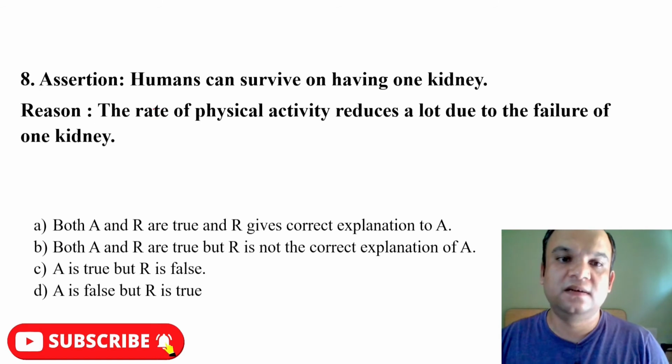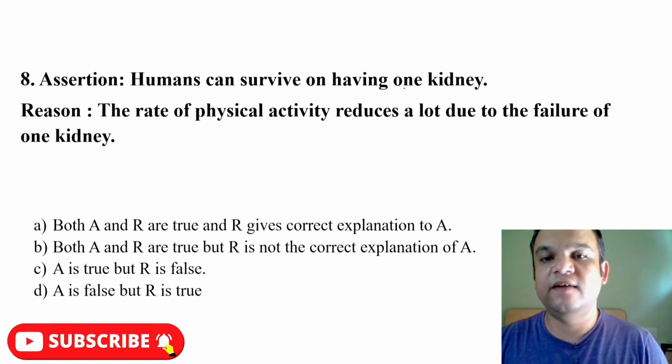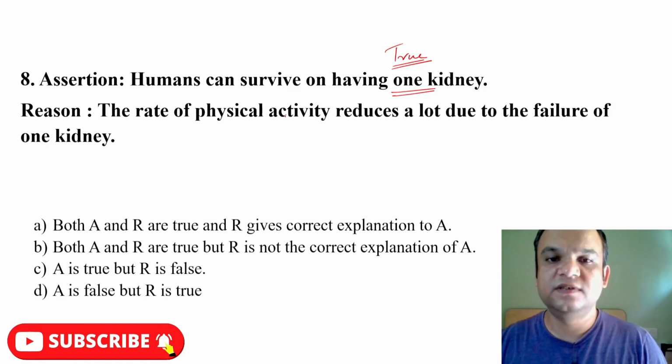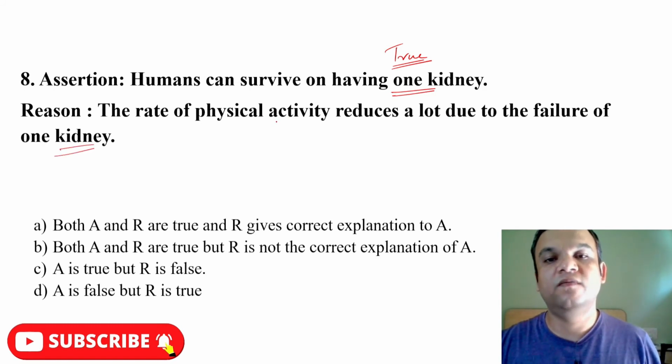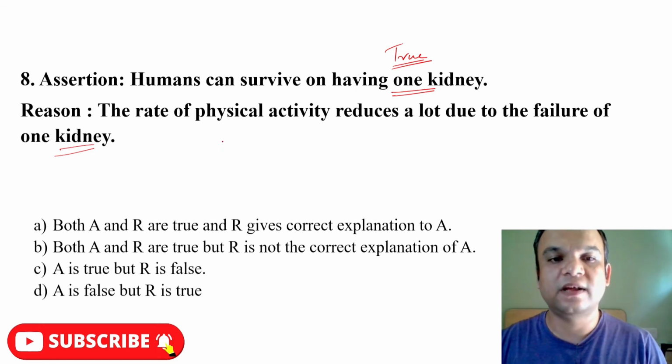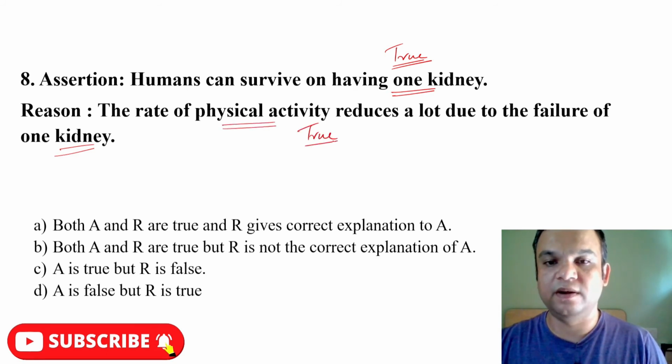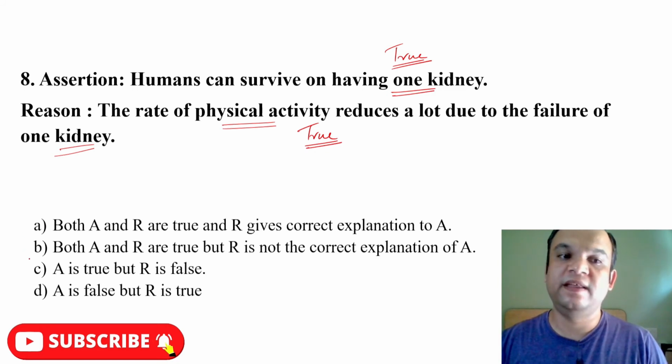Question number 8 says that humans can survive on having one kidney. Okay, if a person is having one kidney, then also he can survive, he can perform his daily activities. Reason states that the rate of physical activity reduces a lot due to the failure of one kidney. If the person is surviving only on one kidney, then definitely it will take more pressure, it has to do more work as compared to when there were two kidneys, and that is why the physical activity reduces a lot. So this is also a true statement. Okay, but it is not giving any explanation to assertion, that is why option B will be the correct answer.